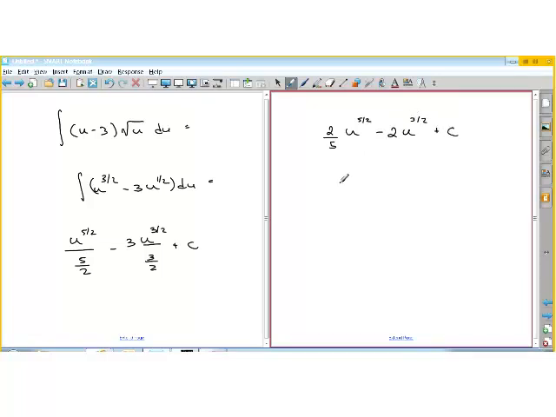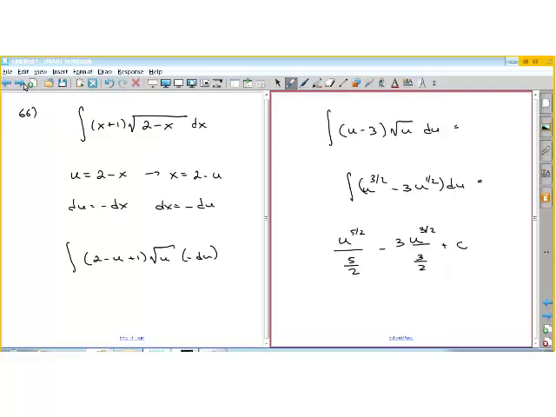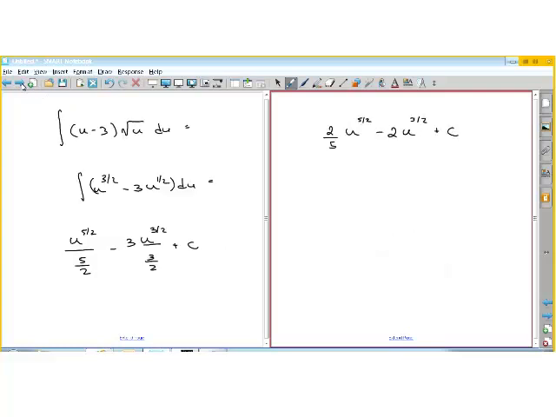And then we can substitute back in. Remember, what was u equal to? u is equal to 2 minus x. So you could plug that in there now. So let me just do that. That'd be one way. 2/5 times (2 minus x) to the 5 halves minus 2 times (2 minus x) to the 3 halves plus c.